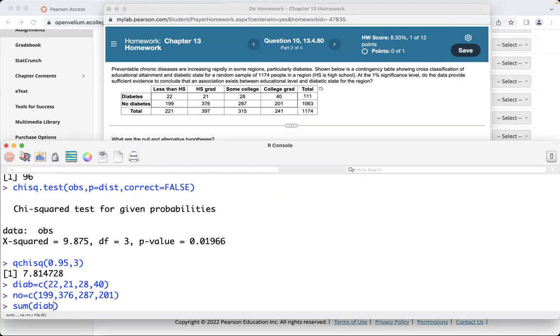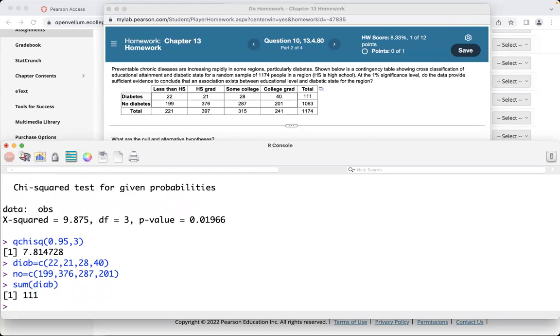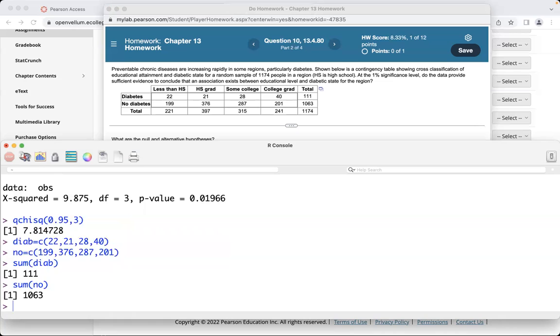Let me add those values to make sure that we get 111. And for the other one, we should get 1063. Good, that gives me a little more evidence that I entered them correctly. Then we're going to make a matrix, which I'm going to call M. There's going to be 2 rows and 4 columns. Our data is going to be the diabetes values and the non-diabetes values.